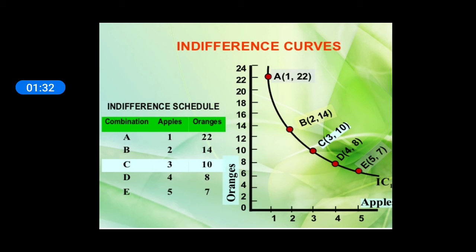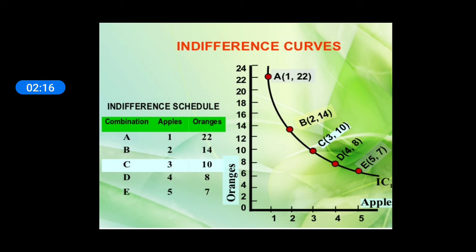He purchases one apple and 22 oranges, and the next day he purchases the B combination: 2 units of apples and 14 units of oranges. The next day he purchases the C combination: 3 units of apples and 10 units of oranges. Then the D combination: 4 apples and 8 oranges. And the next day the E combination: 5 units of apples and 7 units of oranges.